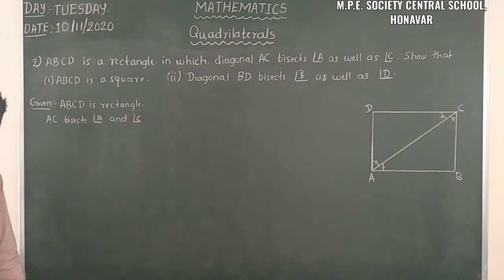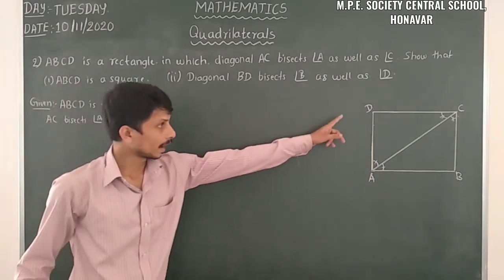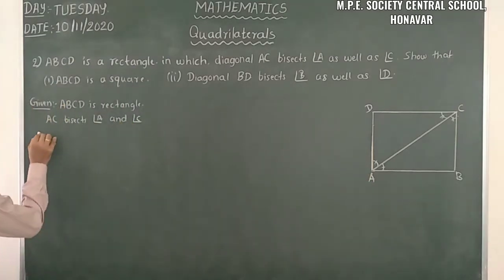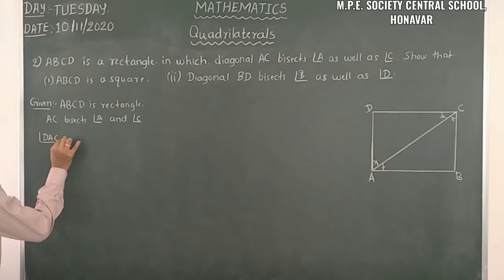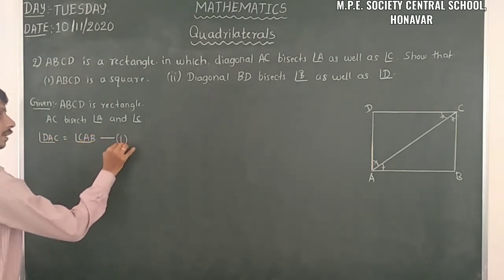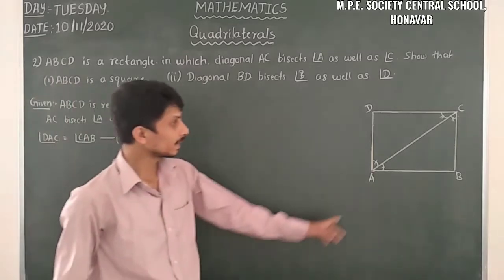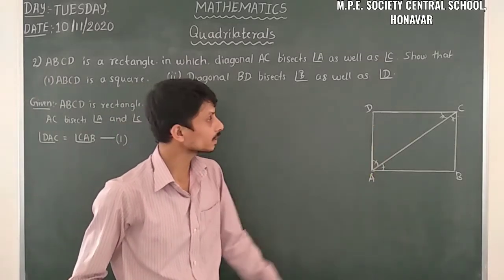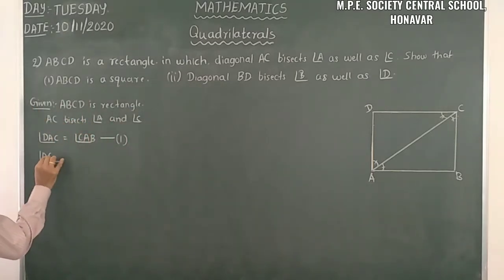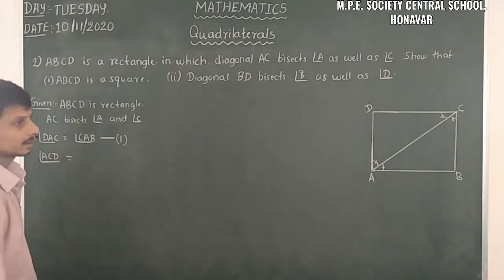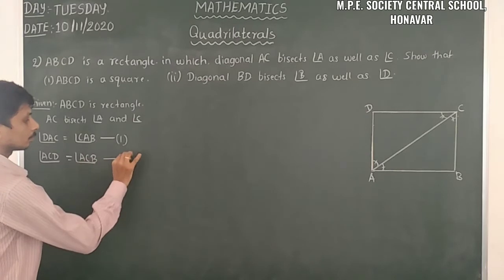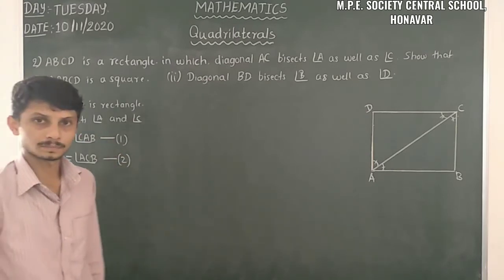So that means here angle DAC is equal to angle CAB. Take it as equation number 1. And AC bisects angle C also. Let us take angle BCA or angle ACD, you can take that also. Angle ACD is equal to angle ACB. So equation number 2 here.